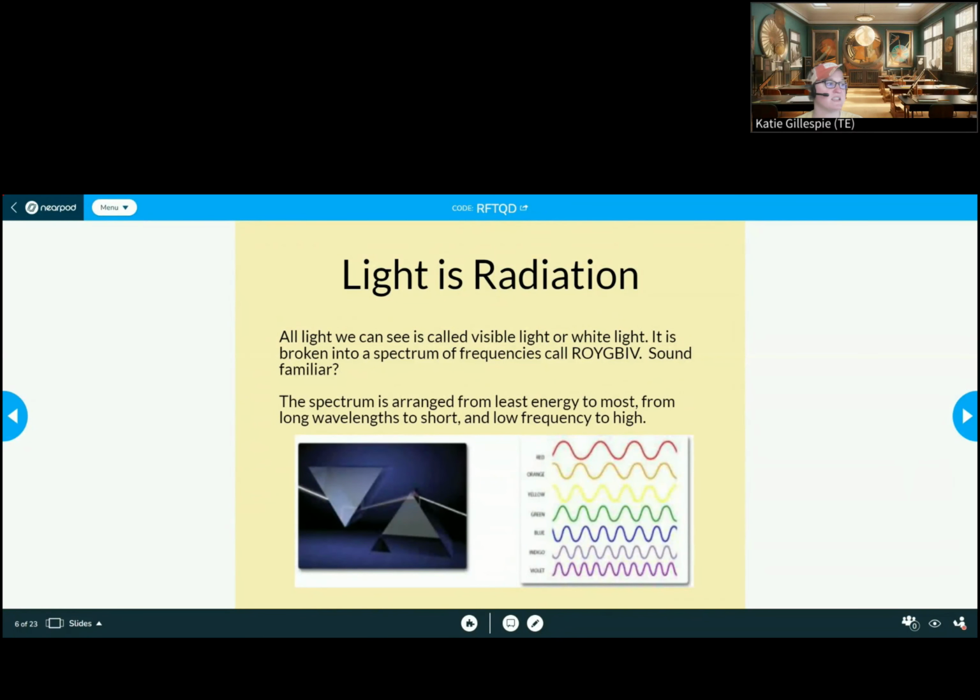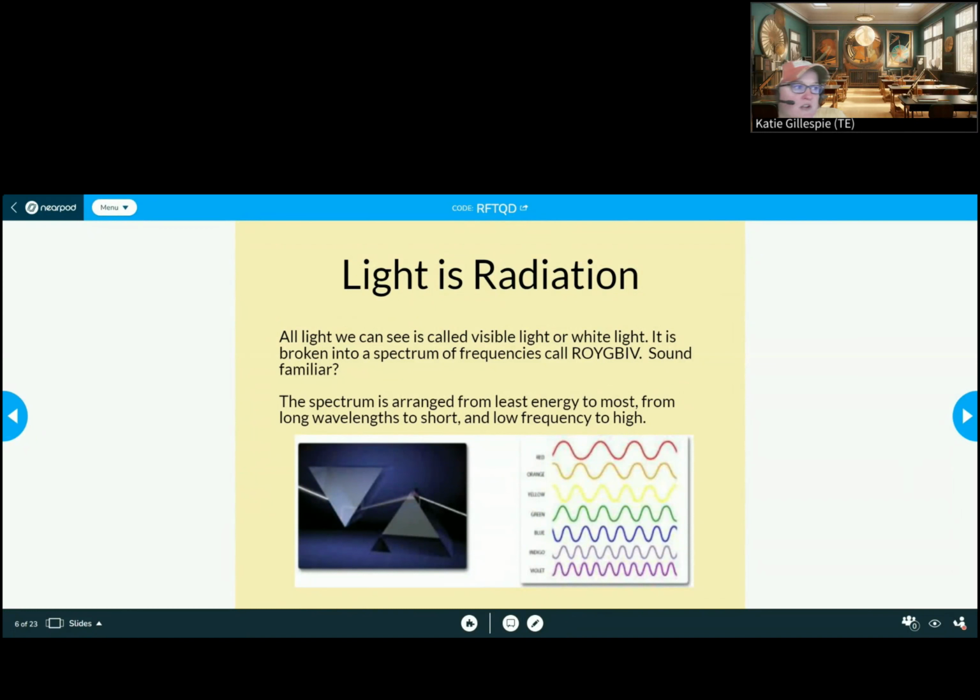Red obviously has the longer wavelengths and the lower energy and the lower frequency, all the way up to violet, which has the highest energy of the visible light and the shortest wavelengths. And this is very intuitive if you think about it this way. We know what infrared is, right? Infra means below, like infrastructure. Infra means below, so infrared comes just below red.